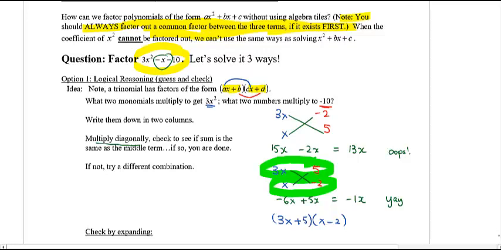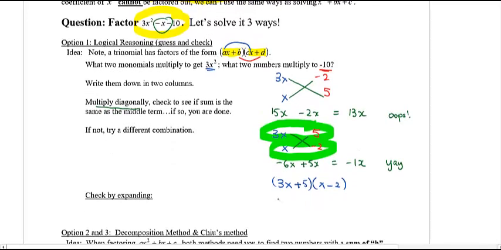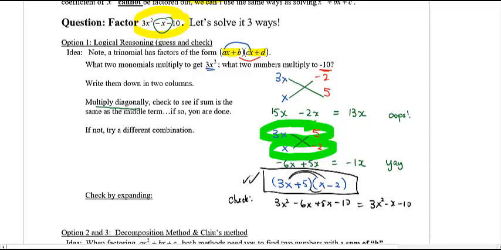Okay? And we can always check this by expanding, so I will quickly check now. Let's quickly expand just for fun. 3x times x is 3x squared. 3x times negative 2 is negative 6x. That's positive 5x minus 10. And lo and behold, that does work. It is the same thing. So I know this is the right answer. Okay? That's what I call logical reasoning.